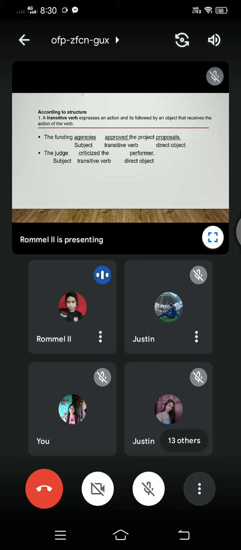An example of this is: The funding agencies approve the project proposal. The agencies stands as the subject, approve is the transitive verb, and it is followed by the direct object, which is the proposal. The second example is: The judge criticized the performer. The judge stands as the subject, the transitive verb is criticized, and the performer stands as the direct object. It is also followed the transitive verb.